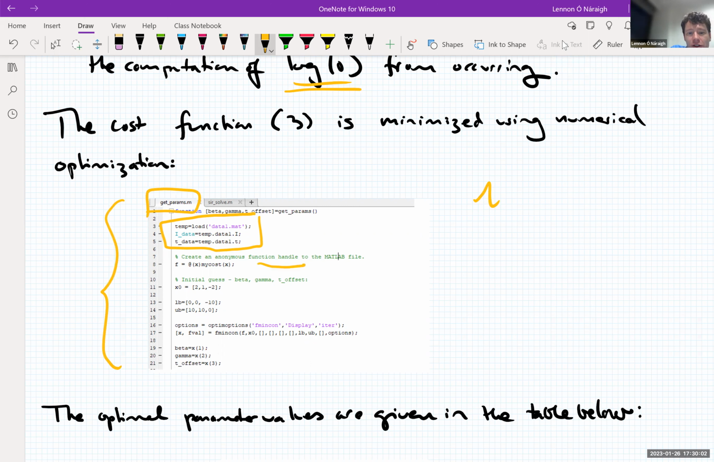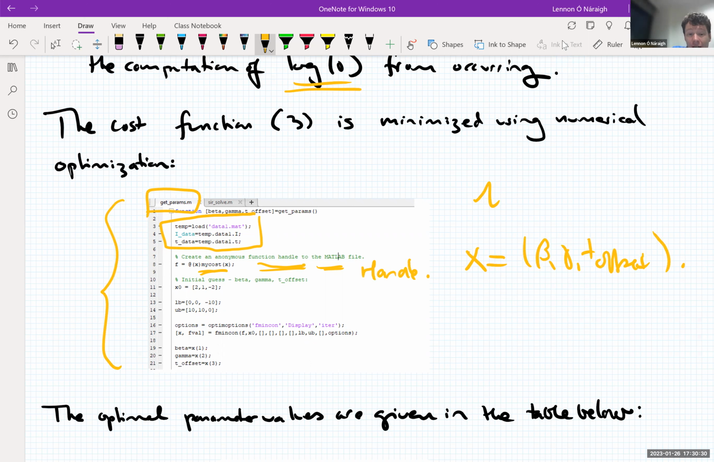I create a function handle to the MATLAB file. So what I'm saying here is the cost function is called mycost.x, my cost, and it's a function of this argument x, which is beta, gamma, t offset. So when I call the function, I call it via a handle. And this is how I set up the handle.